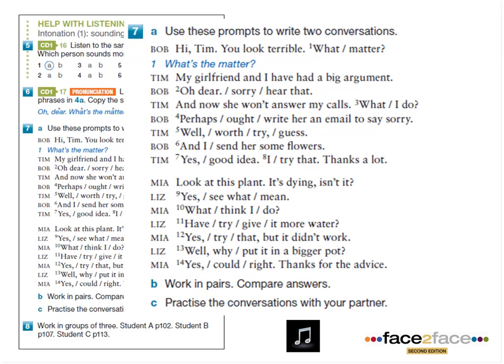Here they have to write 2 conversations using these prompts. This is what we, Gilly and I, always call dehydrated sentences, like what matter becomes what's the matter. Sorry, hear that becomes I'm sorry to hear that, etc. So another very good way of practicing language in a controlled way and getting students to focus on all the little words. And again, they practice the conversations with their partner at the end.